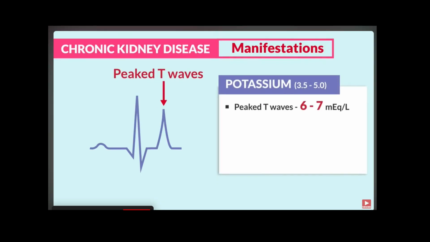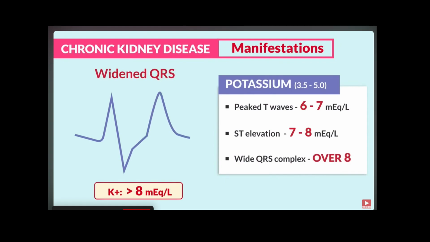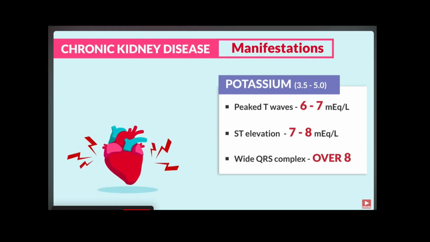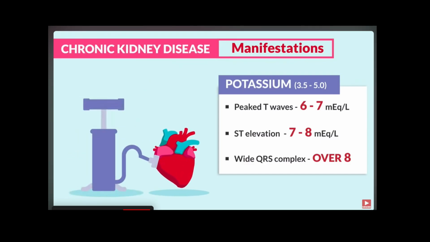Peak T waves happens when potassium is 6 to 7 microequivalents per liter. ST elevation happens when potassium is between 7 to 8. And wide QRS complexes is a late sign, over 8. Basically, the heart is cramping up from too much potassium. Too much high pumps makes a very tight heart that is just basically cramping all up. You have to think that the heart's a muscle, right? So, do you really think the heart can pump normal if this muscle is cramping?